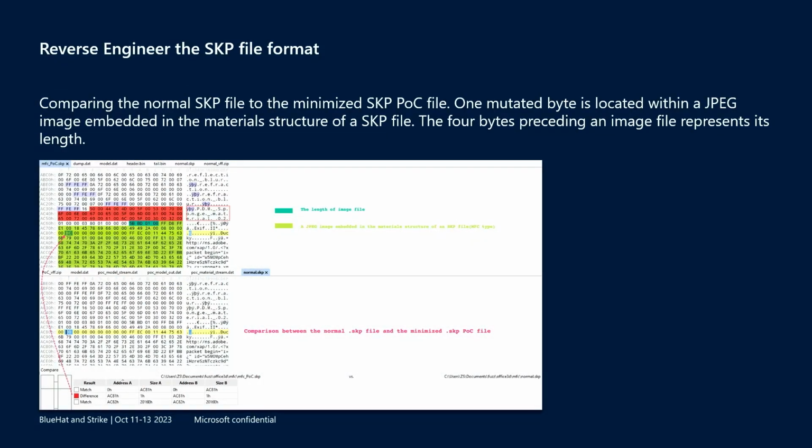Okay, next let's compare the normal SketchUp file to the minimized SketchUp POC file. What we notice is that just one byte is changed, which is located within a JPEG image embedded in the material structure of the SketchUp file. Additionally, the 4 bytes before this image file data indicate its length.